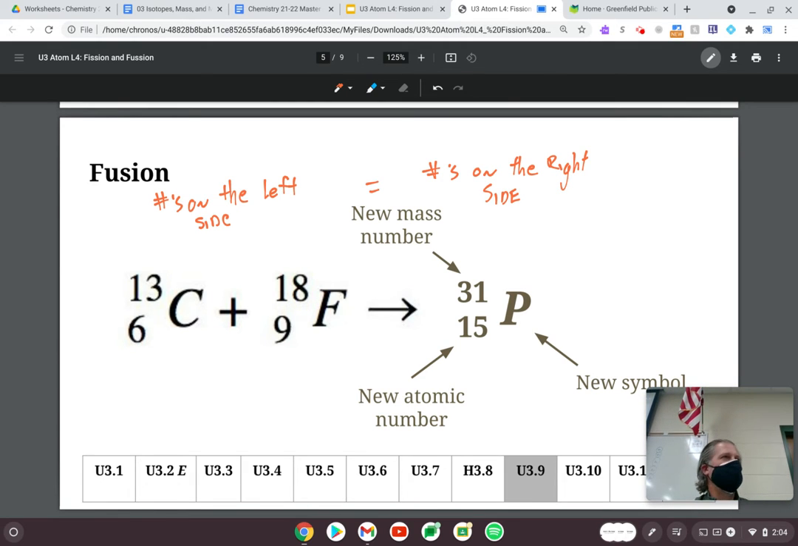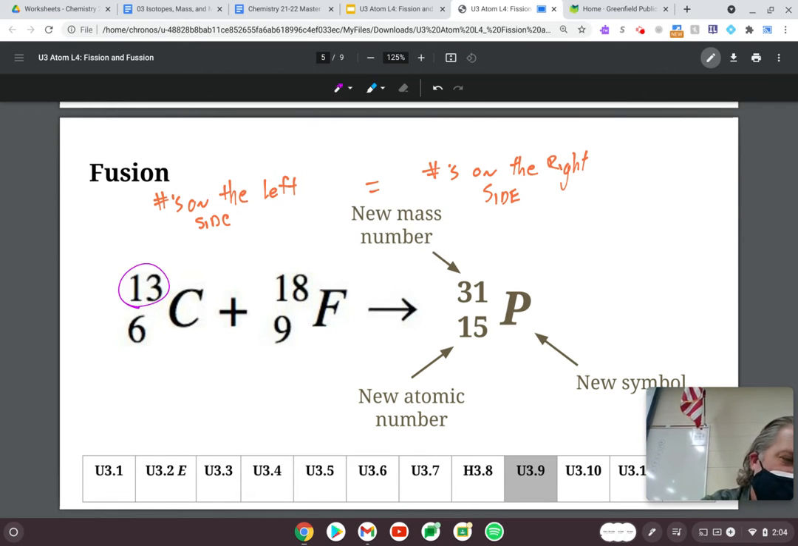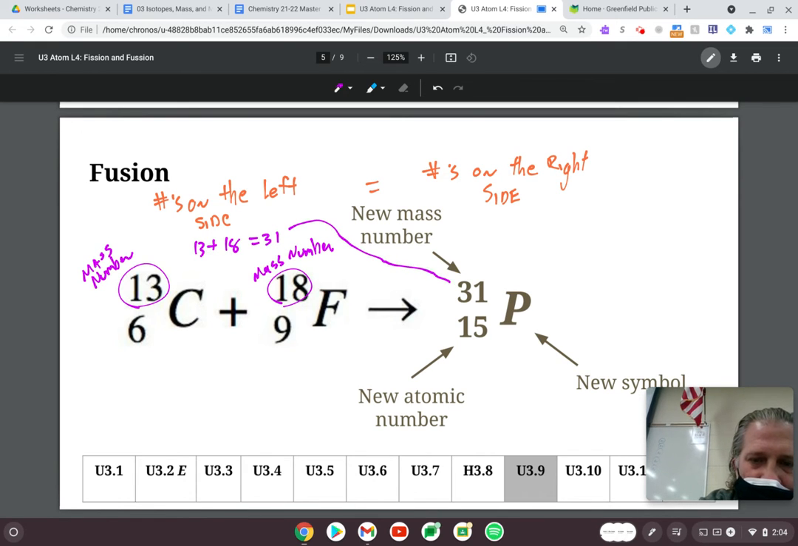So we're going to take a couple of minutes to explore that a little bit more in detail. In this example, we have the mass number of this isotope or atom, and we have the mass number of this isotope or atom, and I'm going to add them together. So 13 plus 18 equals 31, which becomes the mass number of my new atom.